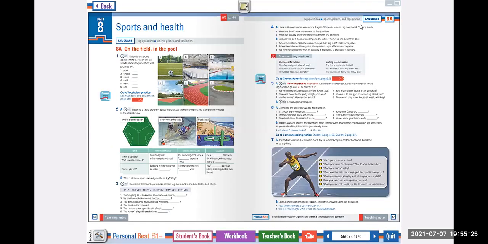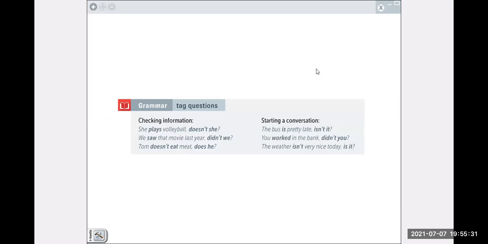Let's check the exercises here. Also, we can use tag questions when we start a conversation. For example, we want to start a conversation with someone maybe we don't know. And we can say, the bus is pretty late, isn't it? Or I worked in the bank. You worked in the bank, didn't you? The weather isn't very nice today, is it? Okay, cuando estamos empezando una conversación o cuando queremos revisar una información que ya sabemos, pero queremos confirmarla. Okay?